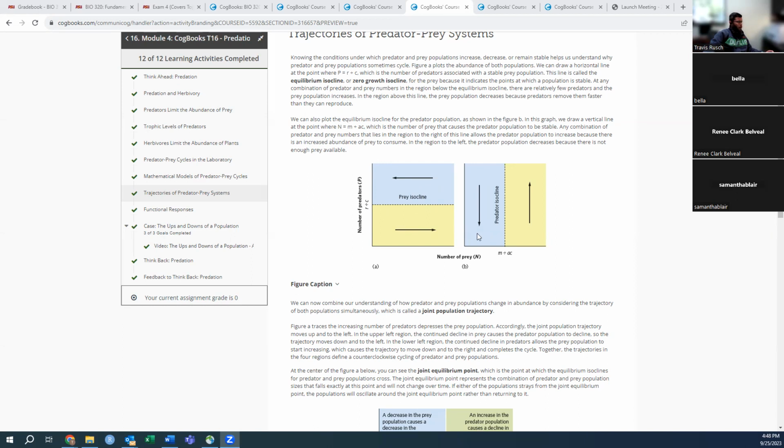Yes. Okay, and then in part B, it's the same axes. So again, we have the number of predators on the y-axis and the number of prey on the x-axis, but now it's a vertical line talking about the predator isocline.